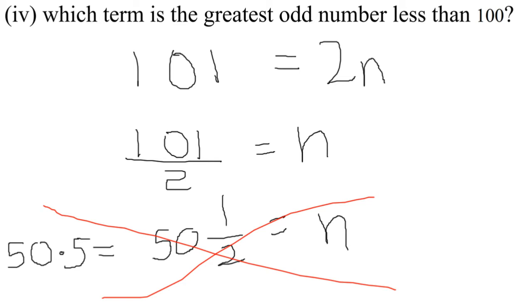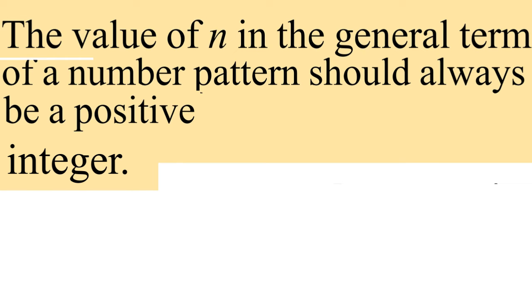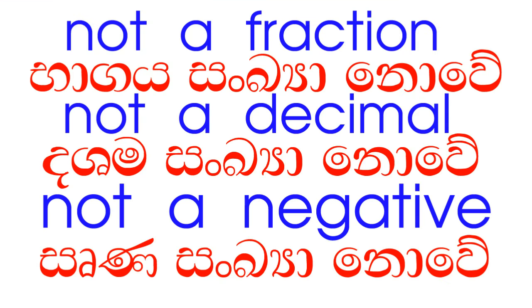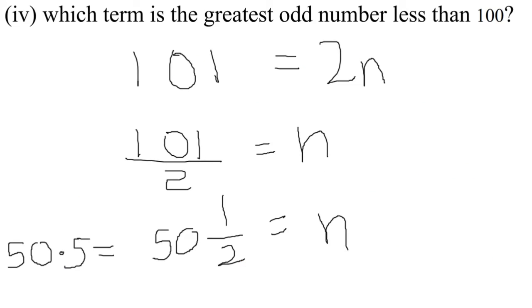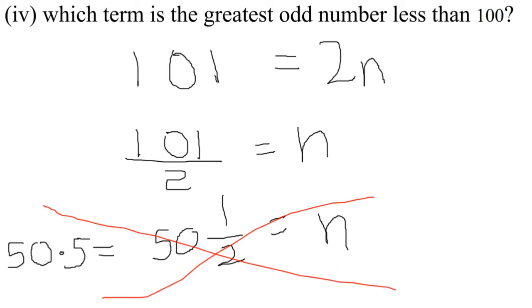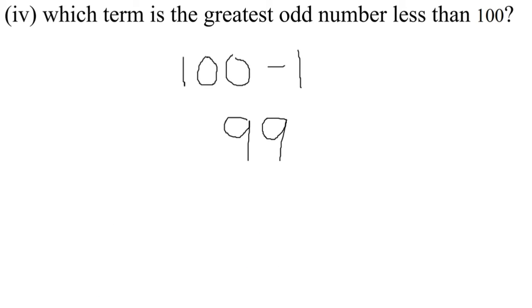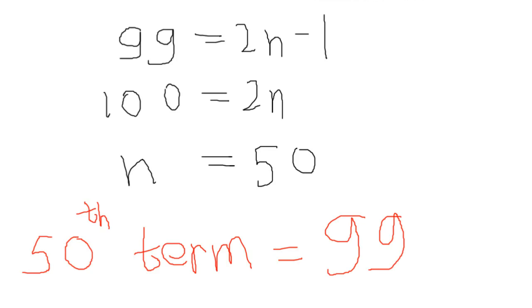In my second video, I told you the value of n in the general term of a number pattern should always be a positive integer. Here the value of n is not a positive integer. So 100 is not a value of this number pattern. Then we will take a number less than 100, which is 99. We will apply this 99 into the general term.